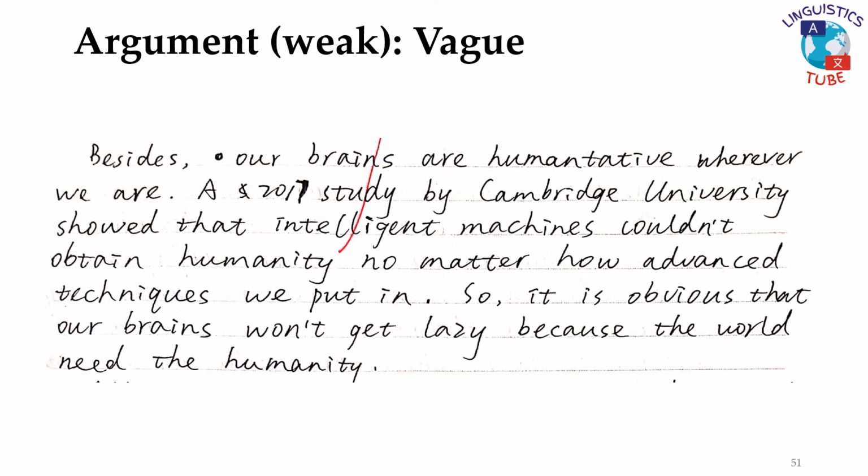I hope you agree with me that this argument is incredibly vague. Humanity is the theme of the argument, but it is not defined nor explained. What does it mean to obtain humanity? What does "the world needs humanity" mean? After reading this paragraph, I have more questions than answers. The topic sentence also confuses me, because humanitive is not a word.